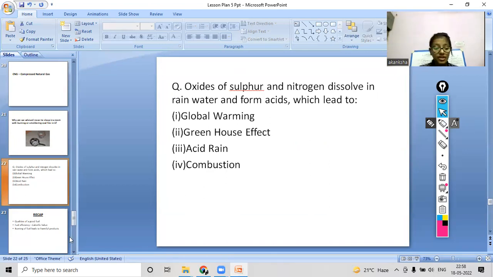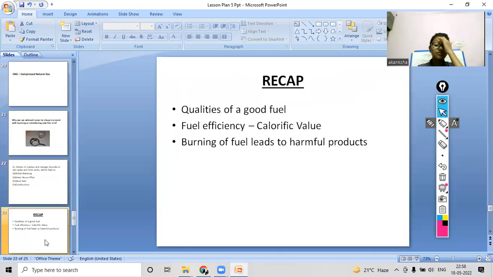So now coming to the recapitulation part. Today we studied about the qualities of a good fuel, the different qualities. We studied about fuel efficiency. We can calculate it with the help of calorific value, and the unit for calorific value was kilojoule per kg, right? And the burning of fuel leads to harmful products. And this was all we discussed today.